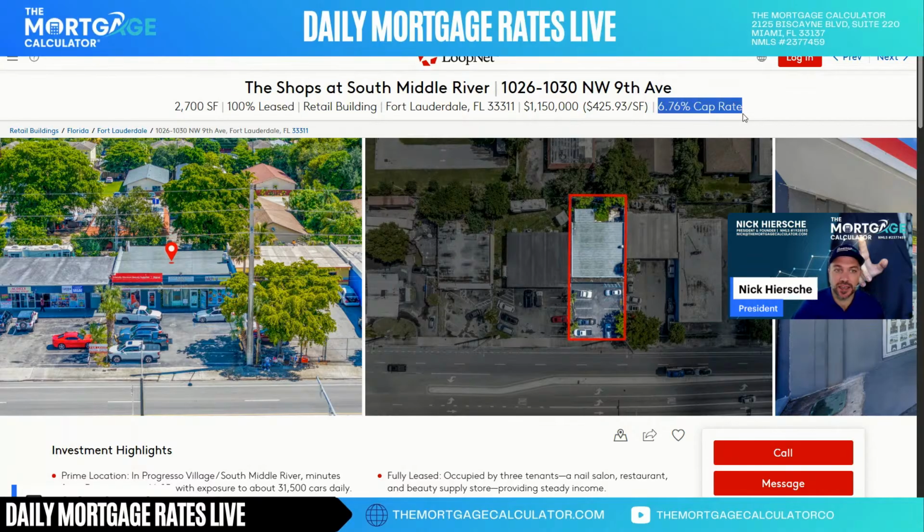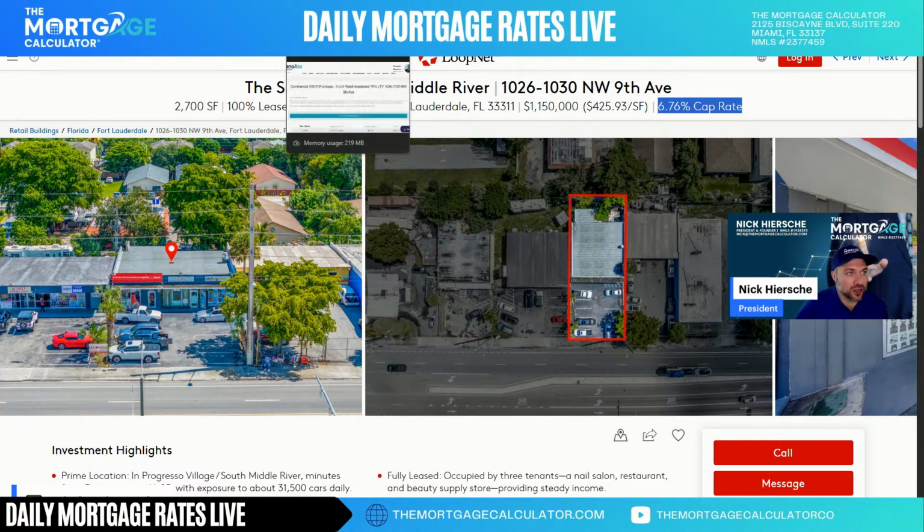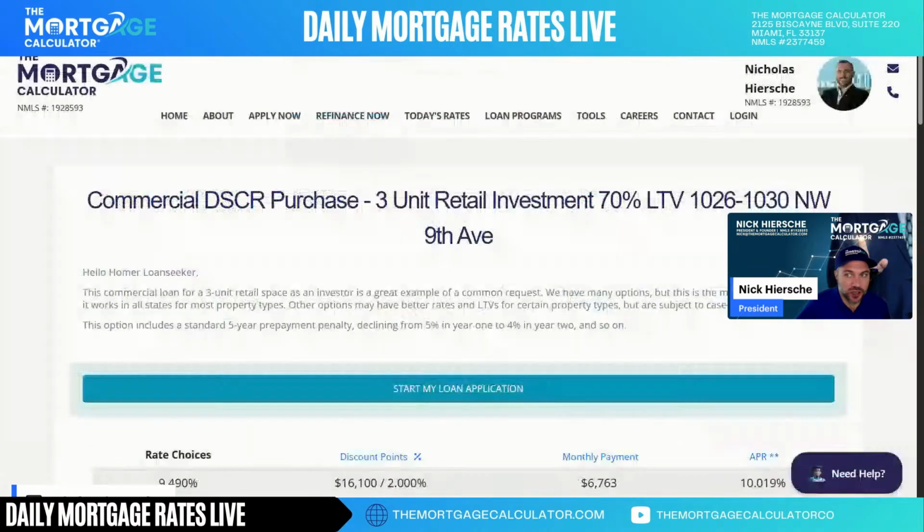Cap rate here is how they typically list a commercial property based on the rents, but our loans are typically based on DSCR, just a different kind of way to measure rents. So let's check out our most common option. So here is our commercial, which makes it pretty simple.